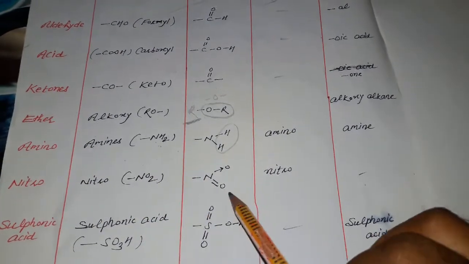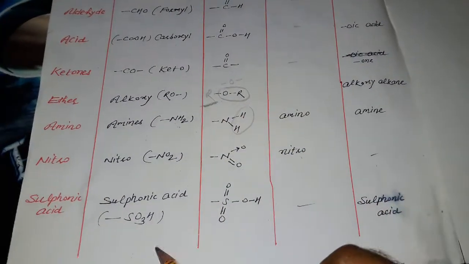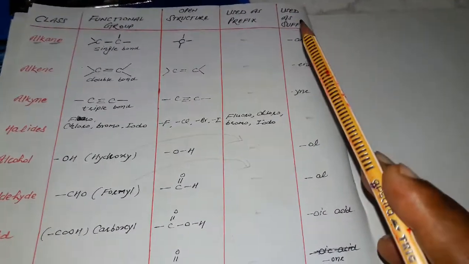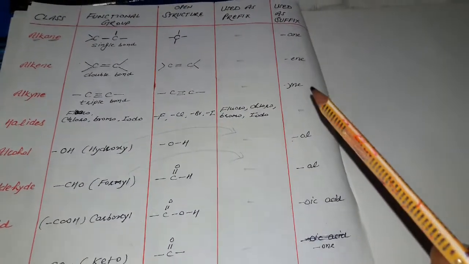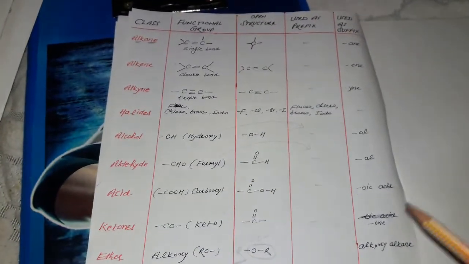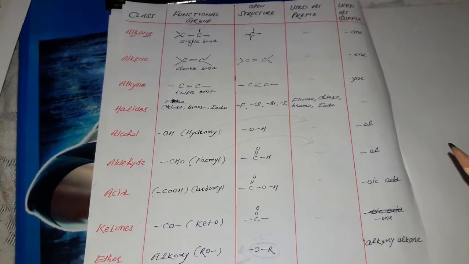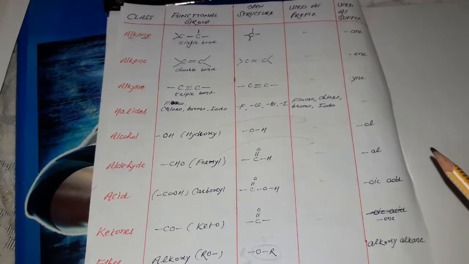This is the nitro group, the open structure, and as a prefix we use nitro. Sulfonic acid: this is the open structure and we use sulfonic acid. So before the word root we use a prefix, and after the word root we use our functional group as the main suffix. This is the table. You read this table and revise it, and try to understand the structure of each functional group.